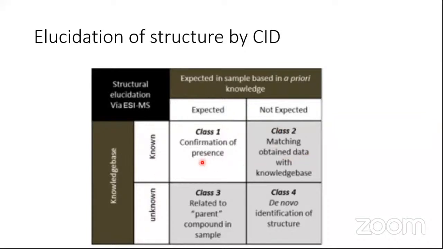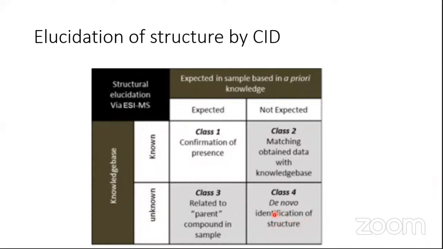Known compounds can be easily identified even if I do not have a library. But for unknown, you require it to be related to the parent compound in the sample. Parent is the original molecule. If the compound is related to the parent, you can easily identify that. But if it is totally new, de novo, meaning a totally new compound, and I have no idea about that compound, then identification of structure is difficult.